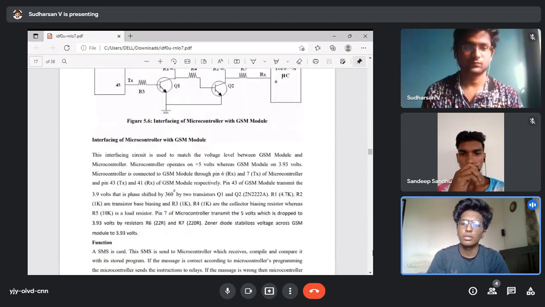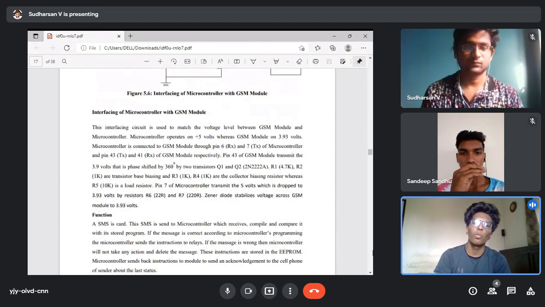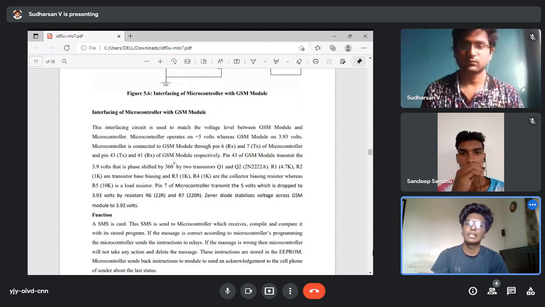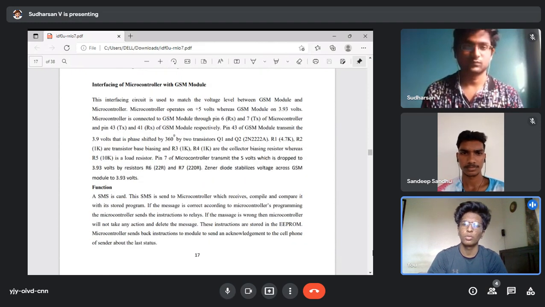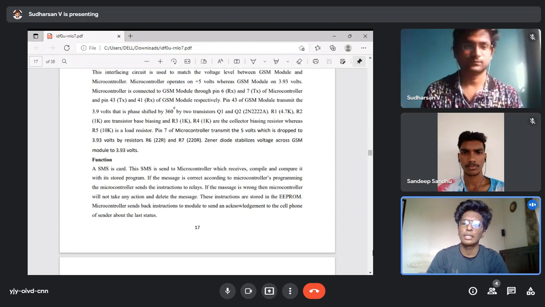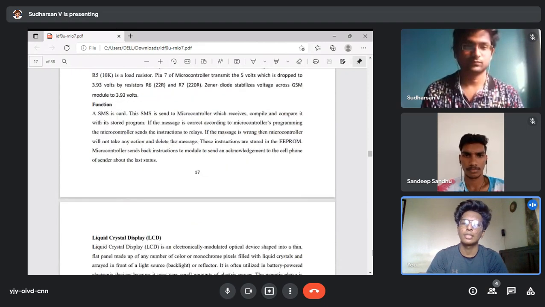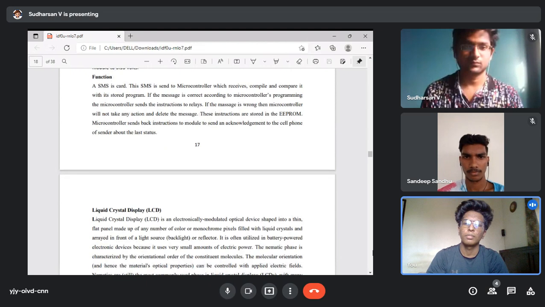The interfacing circuit is used to match the voltage level between the GSM module and the microcontroller. The microcontroller operates on plus 5 volts, whereas the GSM module operates on 3.9 volts. Its function: an SMS or a call. This SMS is sent to the microcontroller, which receives, compares it, and stores the program. This message is displayed accordingly on the liquid crystal display, LCD.